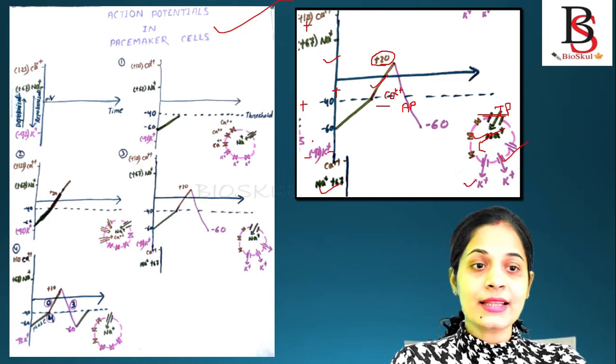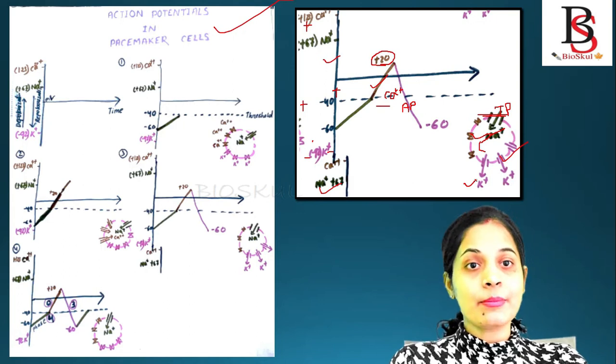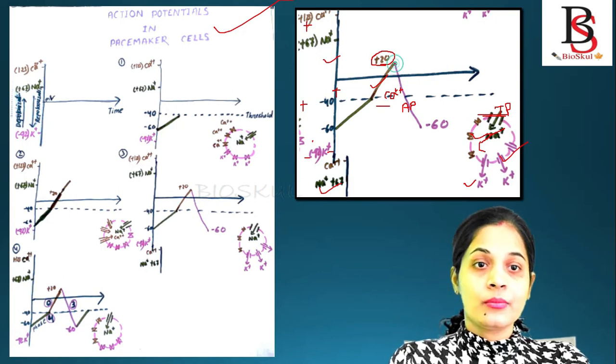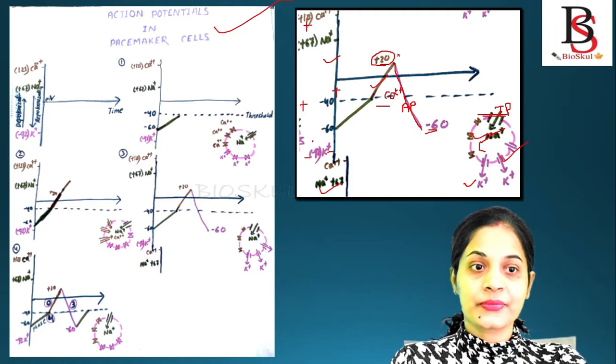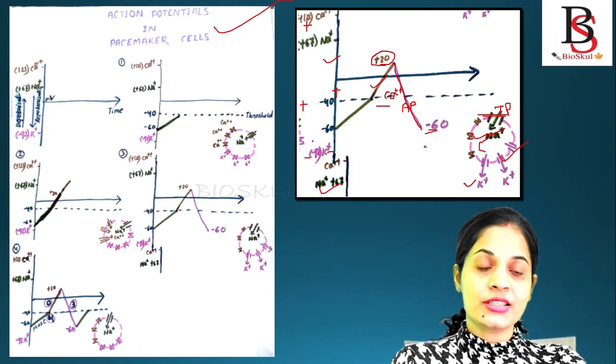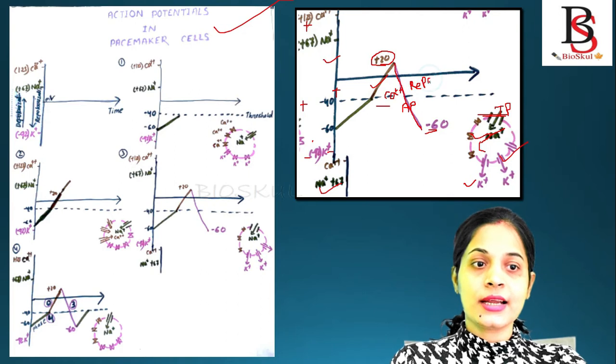What is that channel? That is the potassium channel. As the potassium channel gets opened, the membrane potential moves downward till minus 60. Here, as the membrane potential moves from plus to minus, we can call this stage the repolarization state.